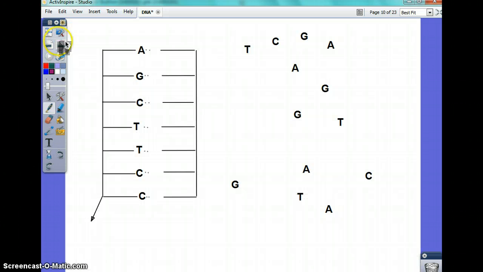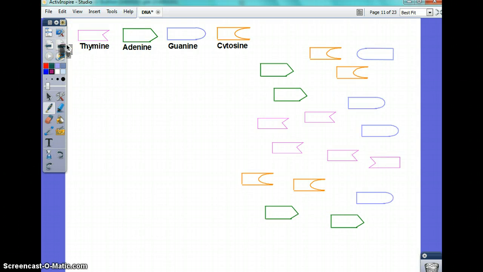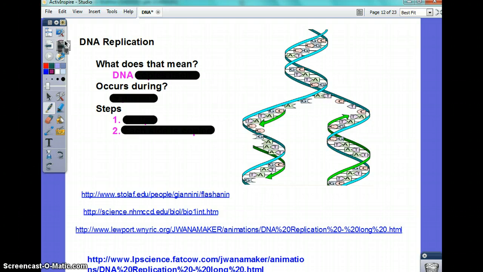Now, we know when DNA replicates, it unzips. Why? Who could tell me that? Because it coils because it has to fit in the nucleus. Good. And that unravels because new strands have to be put on. Why does it unzip? Isn't it easier?